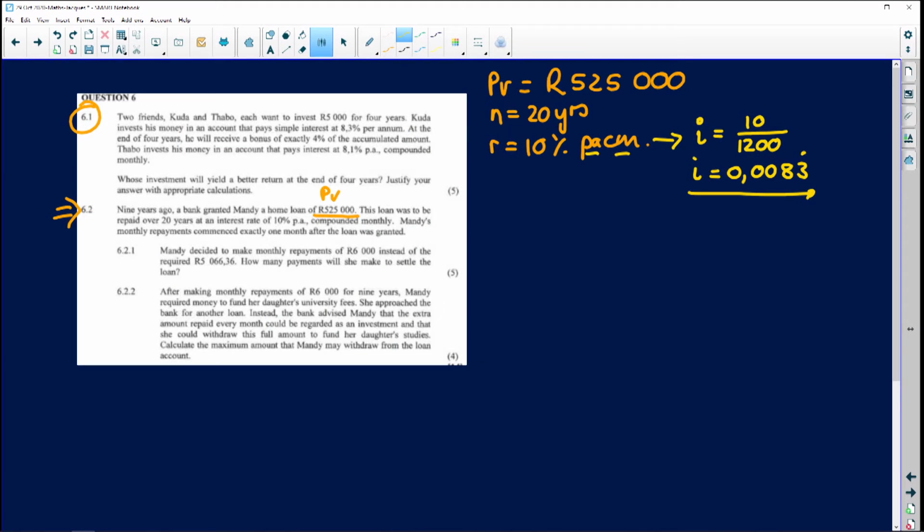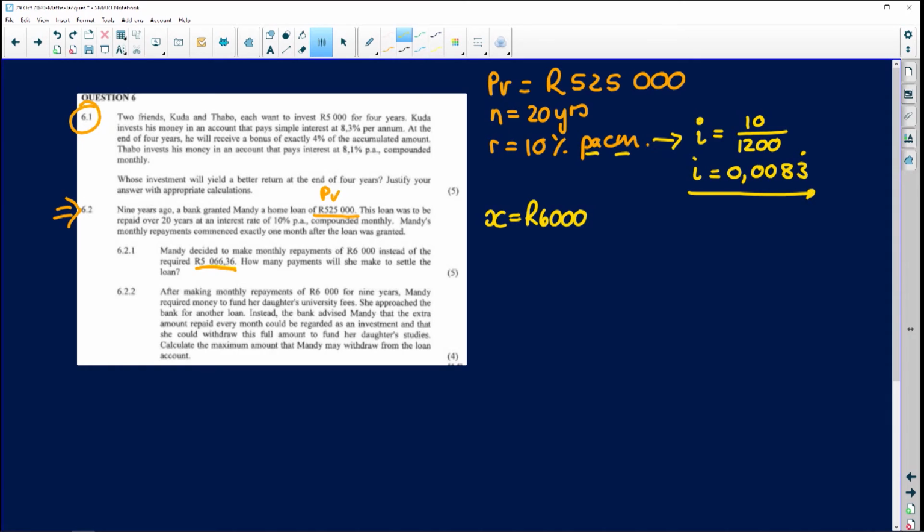It says now, Mandy decided to make monthly installments. So Mandy said she'll pay 6K per month. 6,000 per month is what she's going to pay instead of the 5,066 Rand and 36 cents that's required to amortize this loan. How many payments will she make to settle the loan? So we are going to look at an annuity, because it's a home loan that she's paying back.